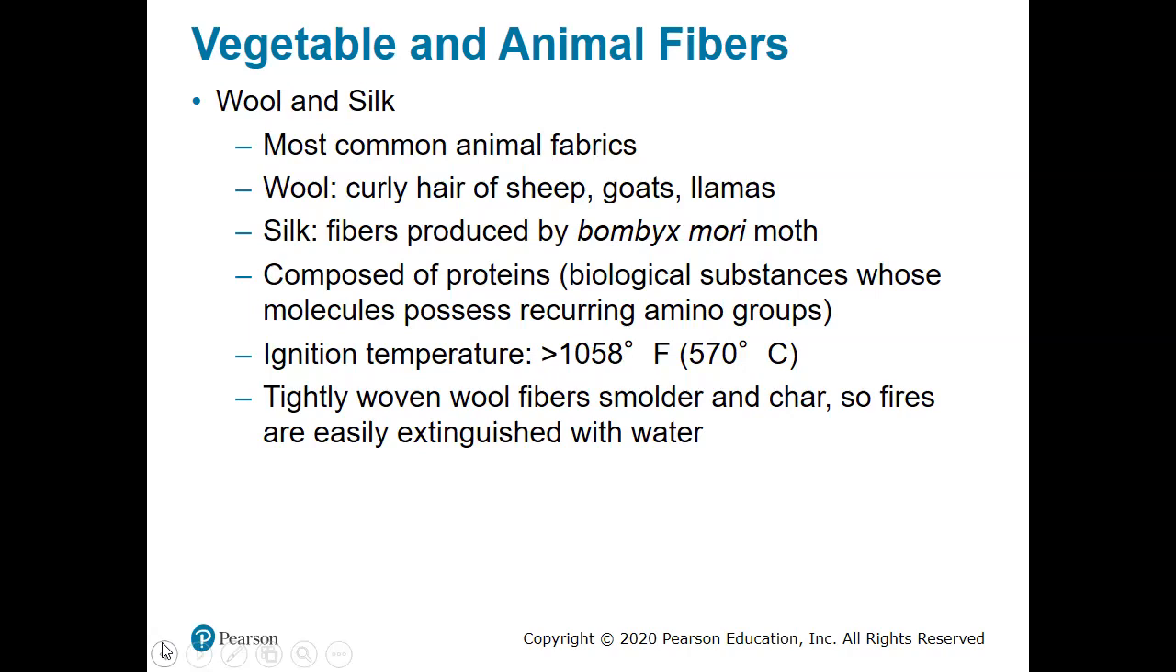On the animal side, let's talk about wool and silk. We are looking at these as kind of the most common animal fabrics. In wool, you're talking about primarily the hair, most commonly of sheep, but also we get similar kinds of properties with goat's hair and with llamas and alpacas as well. In silk, you're talking about the fibers produced by the silkworm. The silkworm is a type of moth. The actual nature of these polymers is protein-based. These are derived from amino acid and protein kinds of construction.